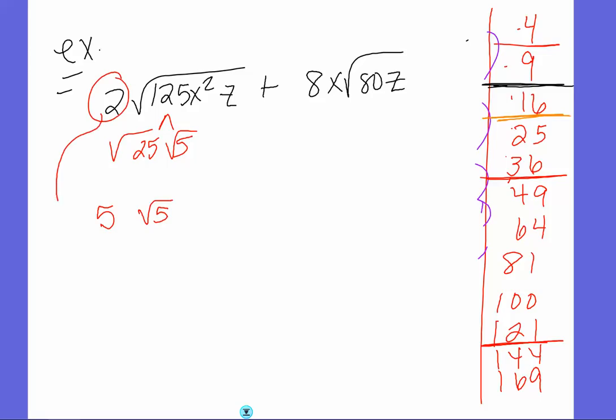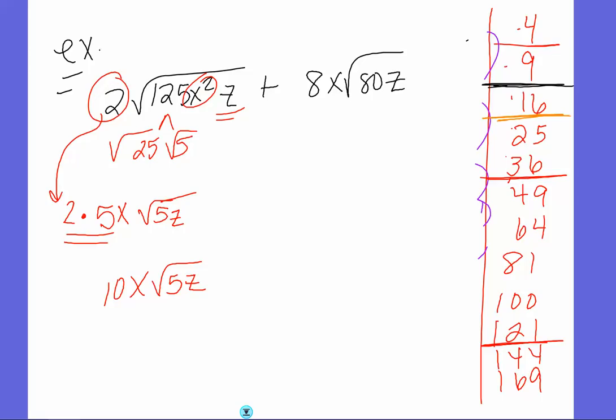This 2 has to come down in front. And remember what operation is hiding between those two? Multiplication. Now let's look at my variables. Because it's a square root, I'm dividing by 2. So if I take my exponent, which is 2, and I divide it by 2, I have 1x on the outside. If I look at z, I can't divide z, so he stays inside. So this would then clean up to 10x square root 5z.